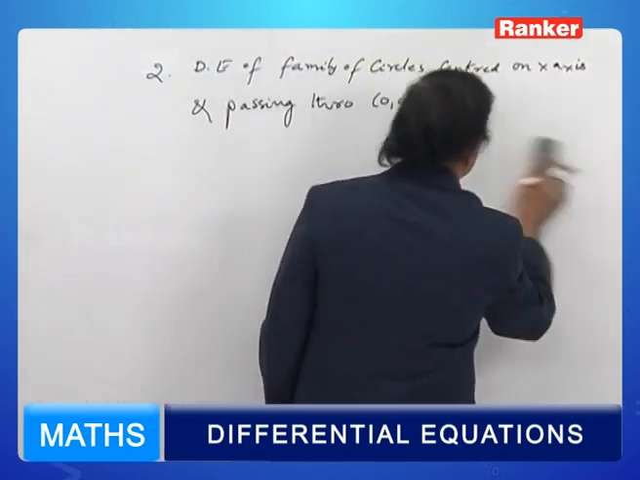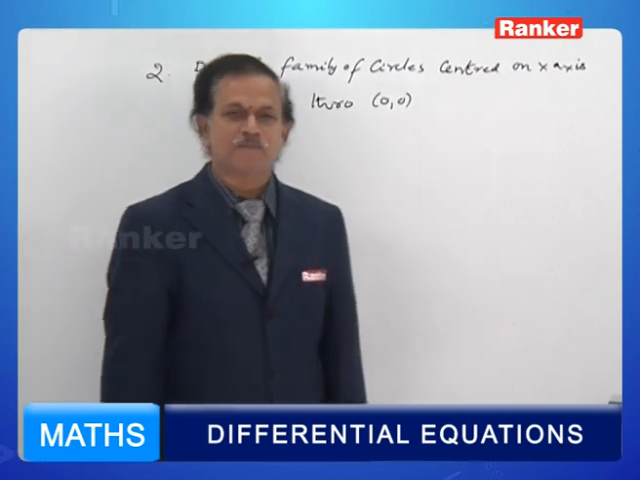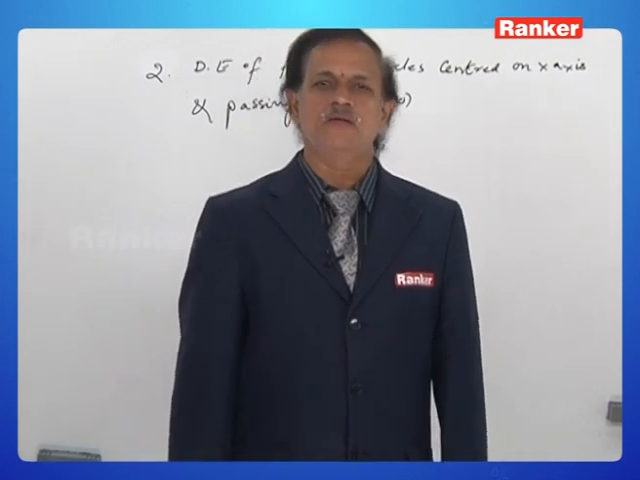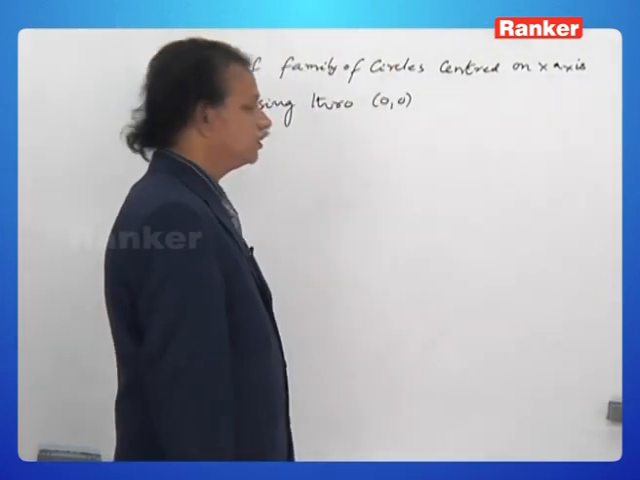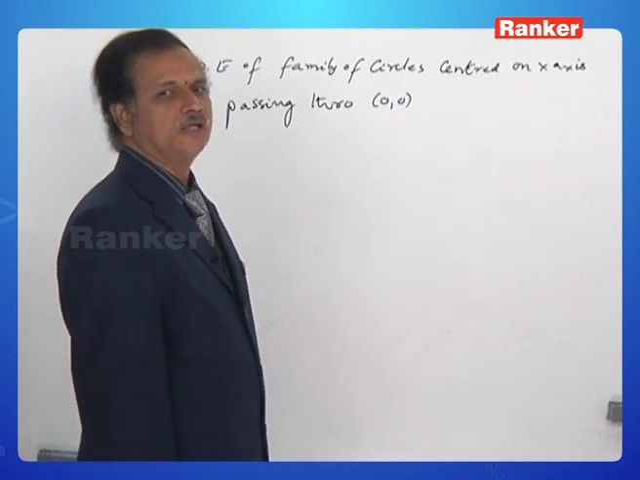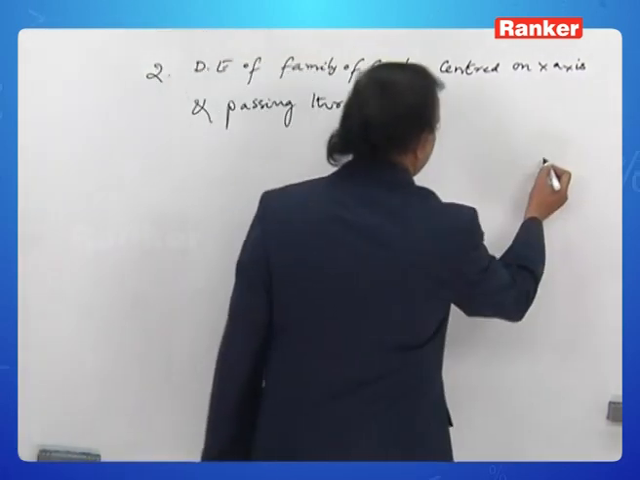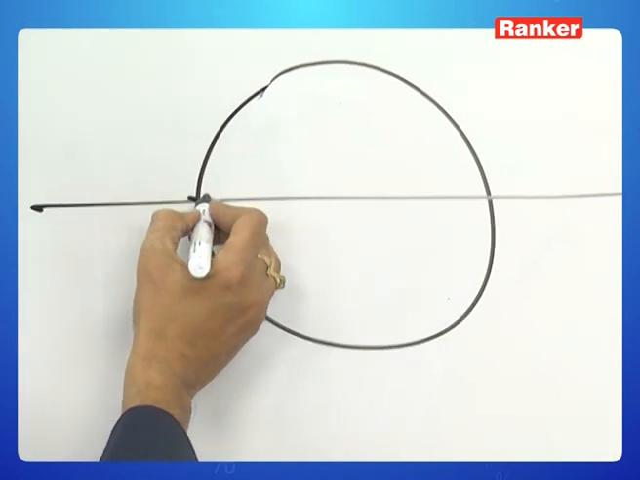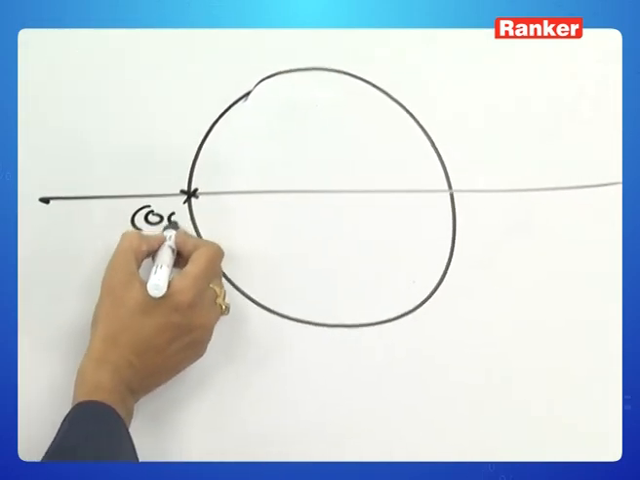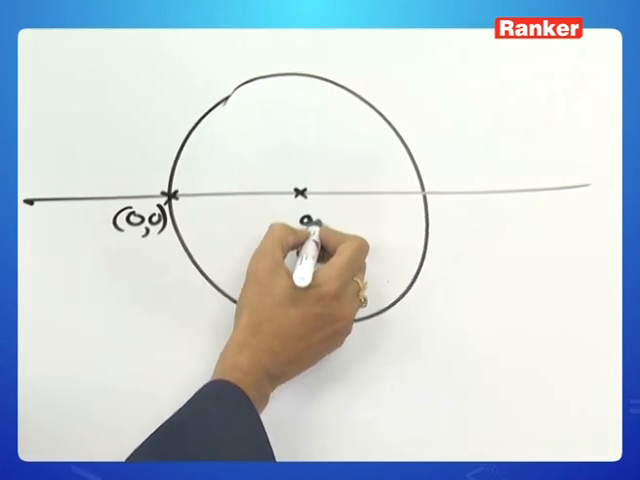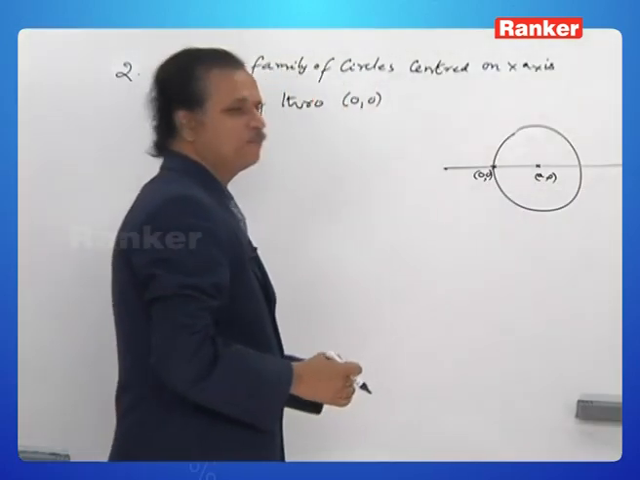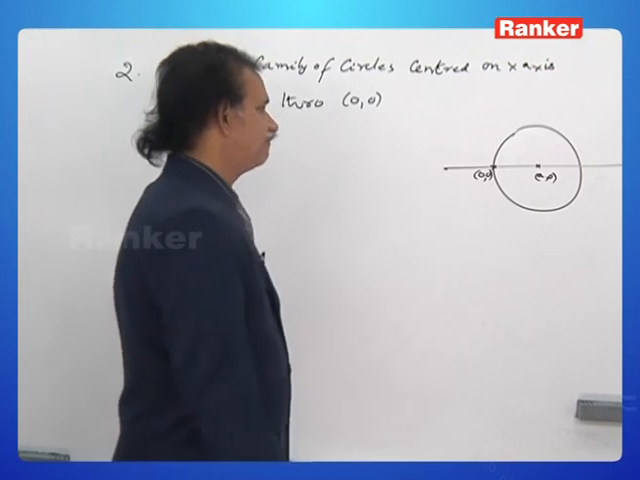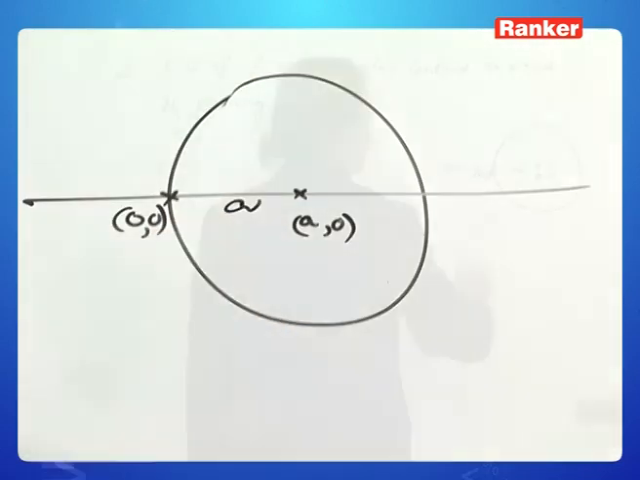How can you get it? First of all, in order to have the differential equation, you are supposed to frame the equation of the original family first of all. Unless you know that equation, how can you get the differential equation? So, our first duty is to trace the equation of the family. Okay, what is that? Passing through origin and centered on x-axis. What is the general point on x-axis? Say (a,0). And it passes through origin. Therefore, this distance is just nothing but a.